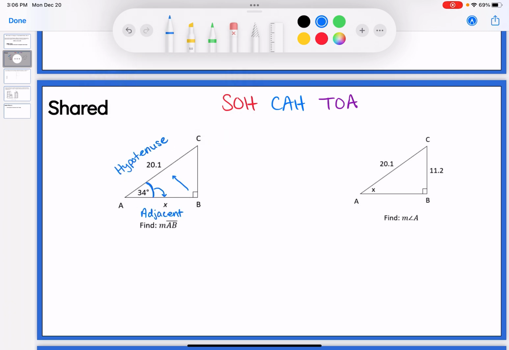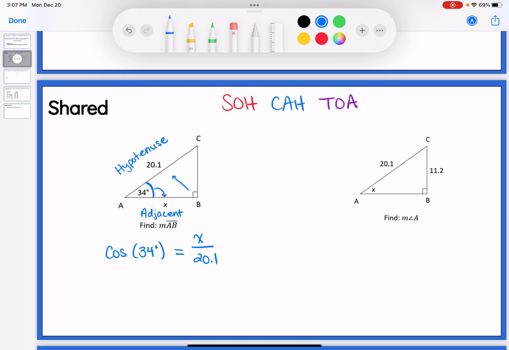So I could say the cosine of 34 degrees, right? That's the angle that I'm going from. The cosine of the 34 degree angle equals X over 20.1, because cosine is adjacent over hypotenuse. So I can use that trig ratio to set up an equation, and I can use that to solve.